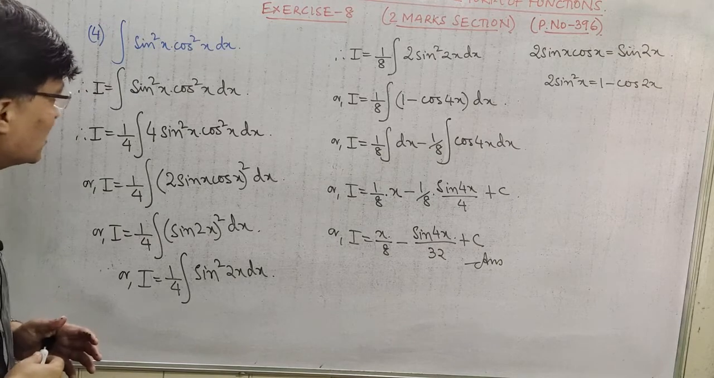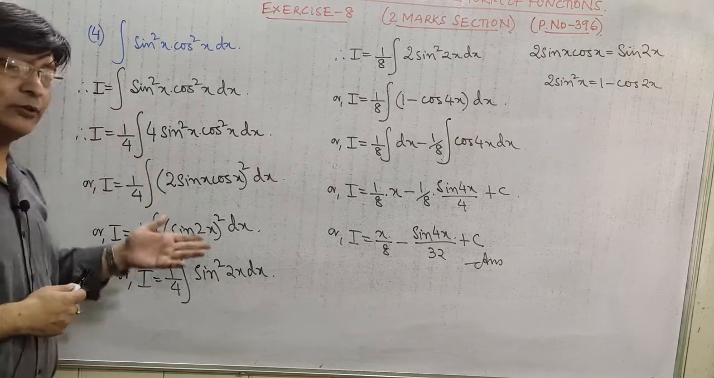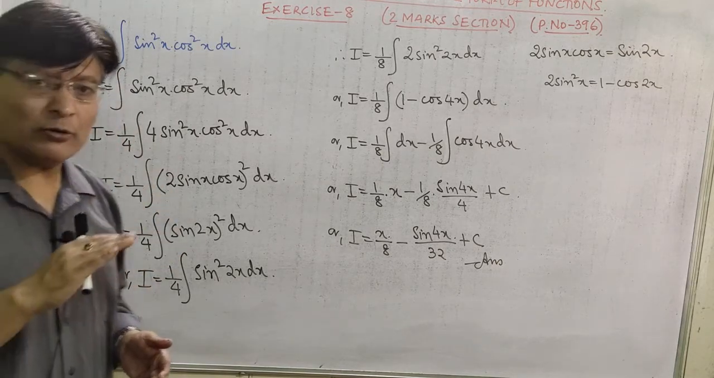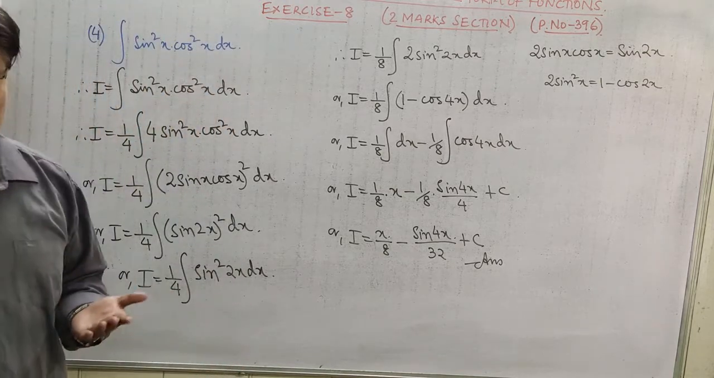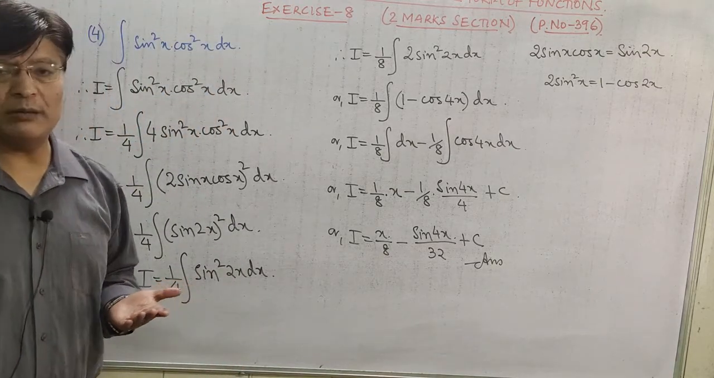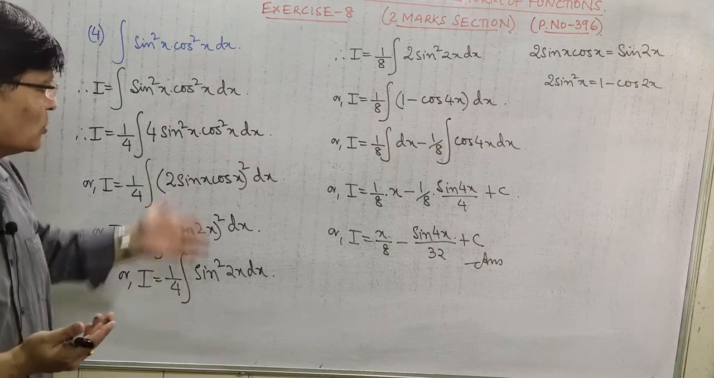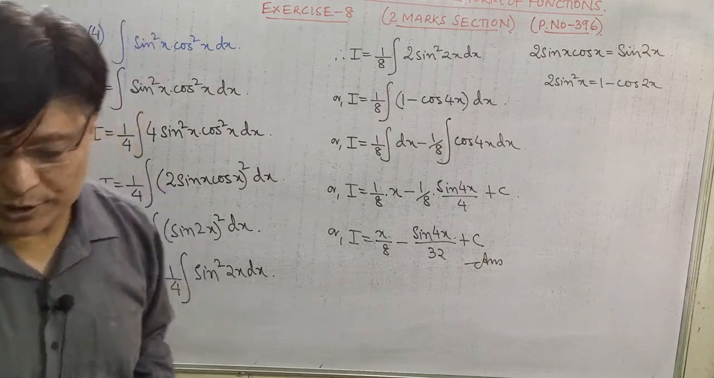So I think you have understood it. So you should know the method here. If both the powers of sin x and cos x are even, then you should convert into multiple angles form. Okay. So now you can copy it. Now we'll do the next question.